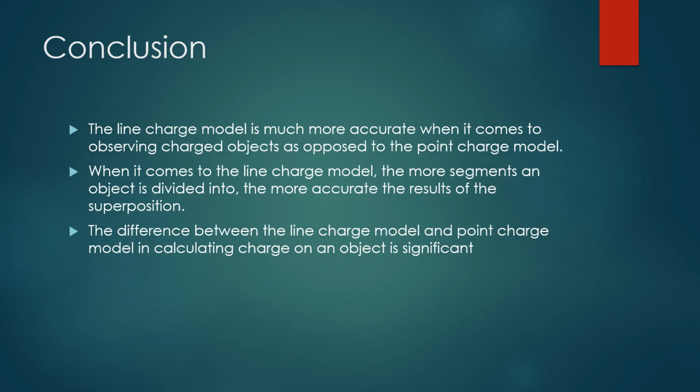To conclude, the line charge model is much more accurate when it comes to observing charged objects as opposed to the point charge model. When it comes to the line charge model, the more segments an object is divided into, the more accurate the results of the superposition. The difference between the line charge model and point charge model in calculating charge on an object is significant.